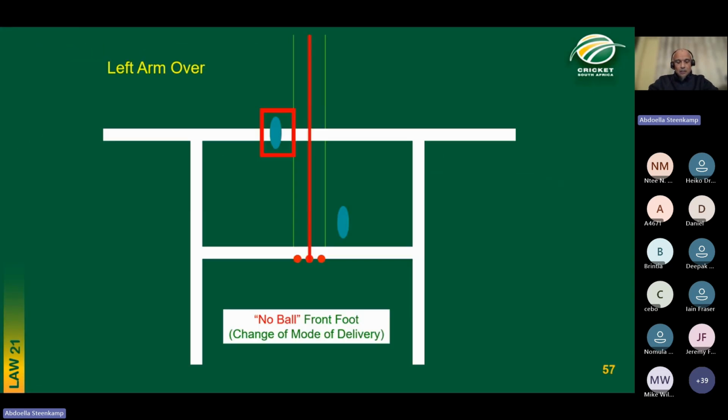Earlier I mentioned that the front foot must be behind the back edge of the popping crease. Also, the front foot should not be over the imaginary line going from middle stump to middle stump. So if you can visualize this, this is a left arm bowler bowling over the wicket. Look where that front foot is landing. It's landing on the other side of the imaginary line from middle stump to middle stump. According to the law, this is a no ball.